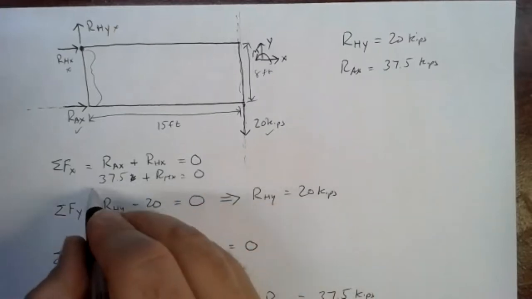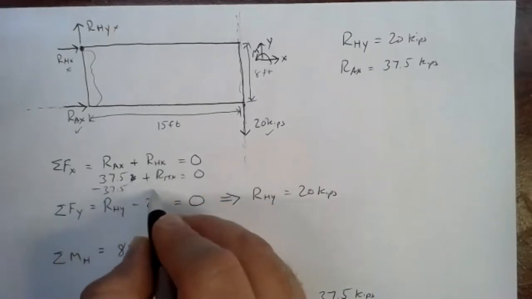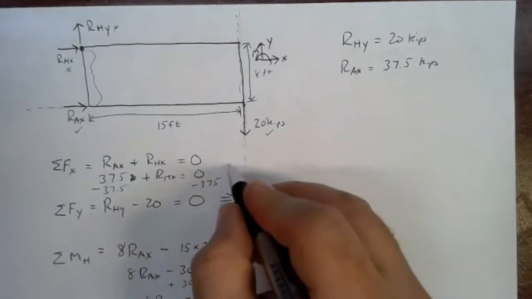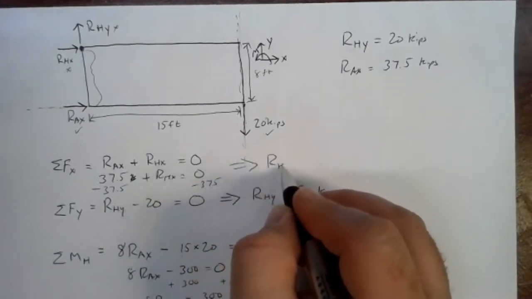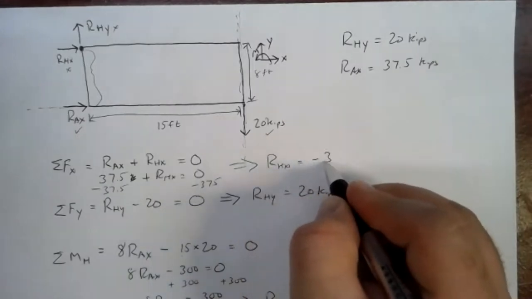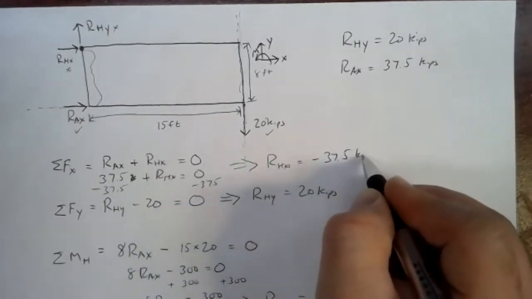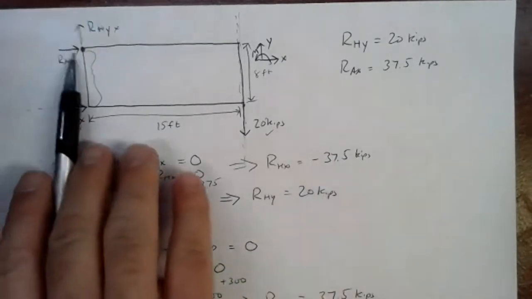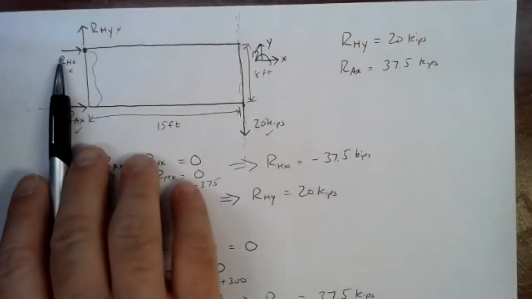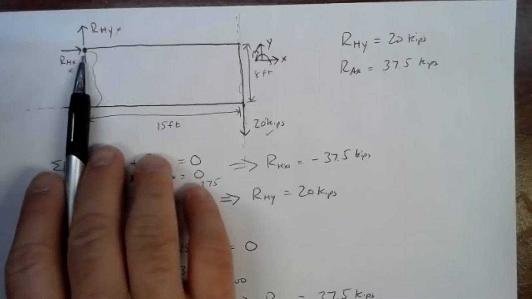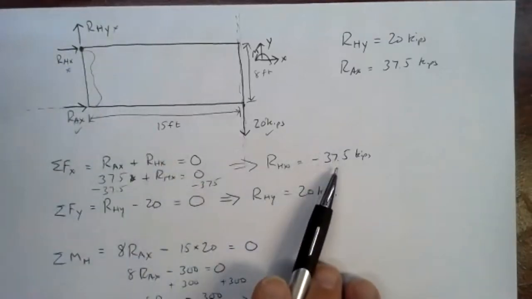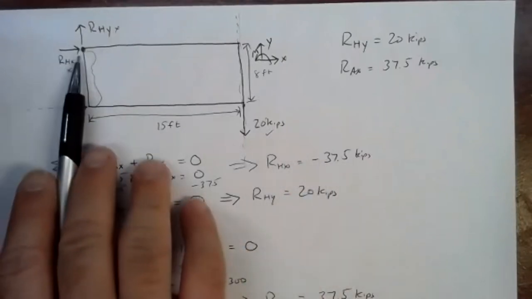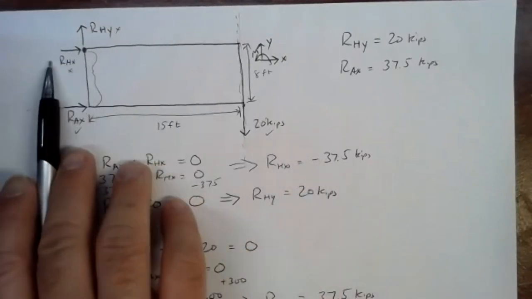Solving that would mean subtracting 37.5 from both sides. So that'll tell us that RHX is a negative 37.5 kips. That negative is important. That negative tells us that we guessed wrong. I assumed RHX was pushing to the right, but the math is telling me that that assumption was wrong. I got a negative result. So correctly, RHX should be to the left.